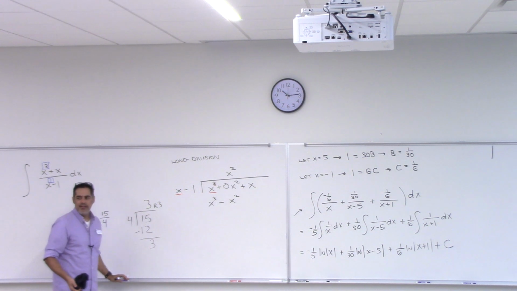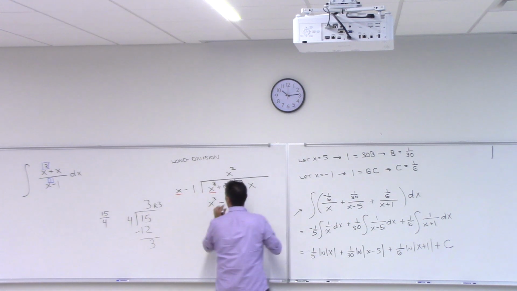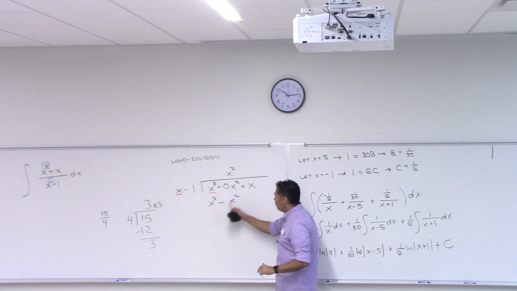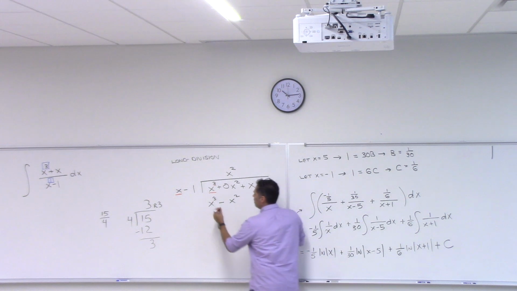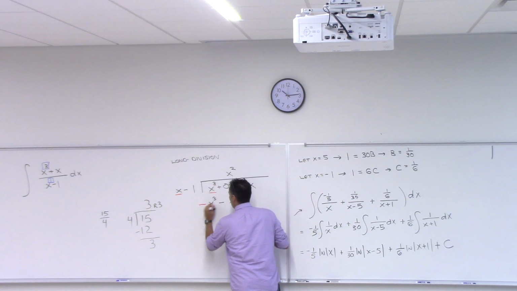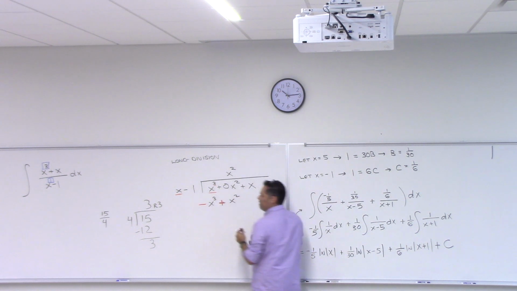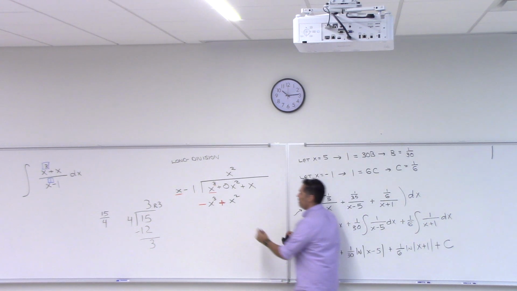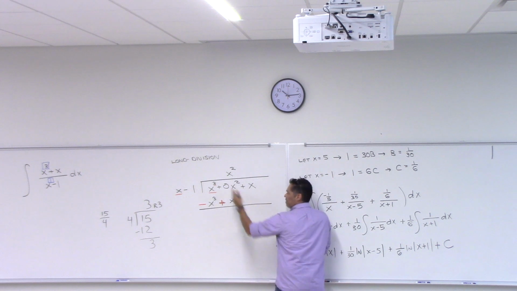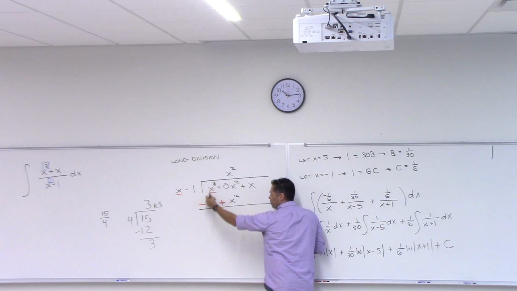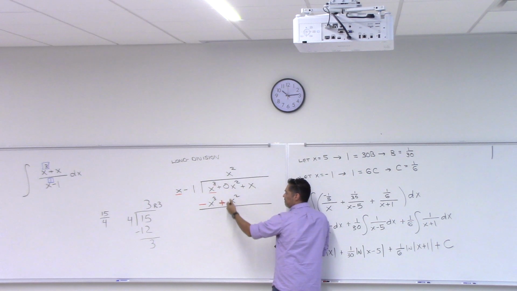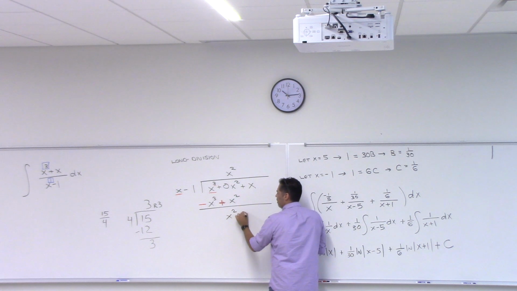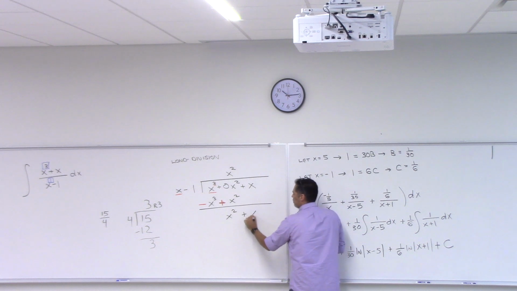So we have this. Now we subtract this row. We have to remember to subtract the row. Subtracting the row really has the effect of changing the signs. Everything that was negative becomes positive, and everything that's positive is now negative. Now you add down. So those go away. What do we have here? x squared plus x.